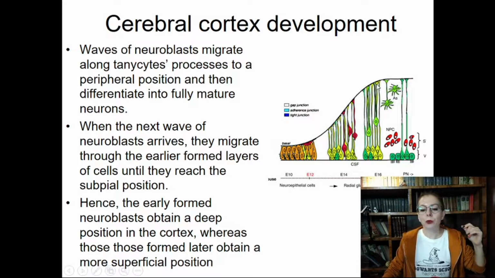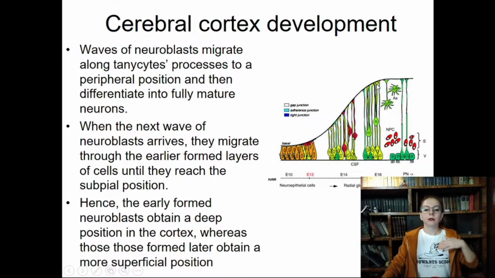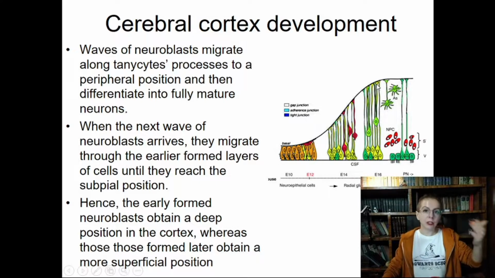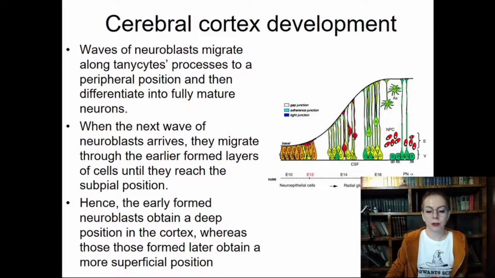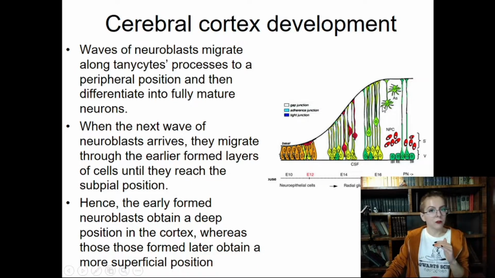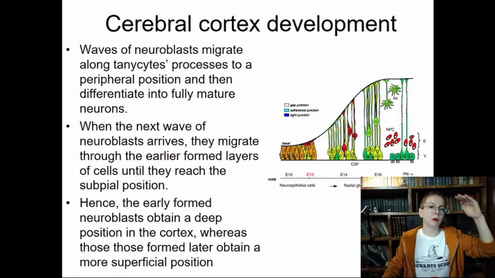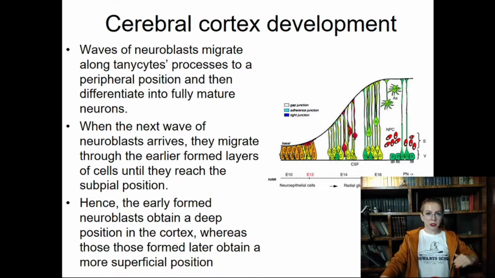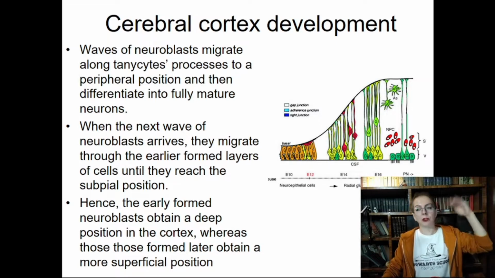So if those processes are not properly formed, then the cytoarchitectonics of our brain cortex will be affected. So ependymal cells send this long process, and the first wave of migration results in the formation of the deepest, 6th layer of the brain cortex. After the 6th layer is formed, cells migrate through it to form the 5th layer. After that, the 4th layer is formed, and so on up to the molecular layer. So the deepest layers are formed at the beginning, while the superficial layer at the end.